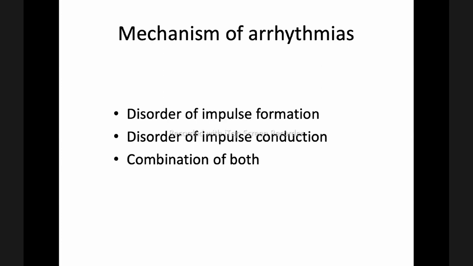So the mechanisms of arrhythmias are that you can have a disorder of impulse formation. As I mentioned, maybe an ectopic takes over. Instead of the SA node, now it becomes somewhere in the ventricle. It starts depolarizing, and it will not do as good a job as the pacemaker, which is the SA node. Or you might have a disorder in the conduction, or a combination of both: a problem with impulse formation and conduction.